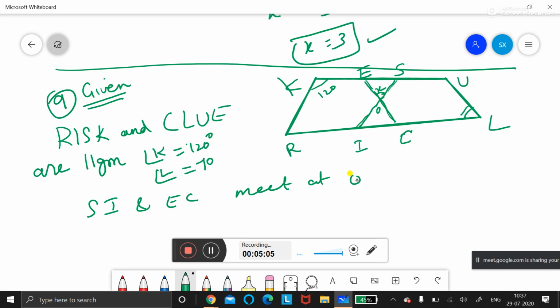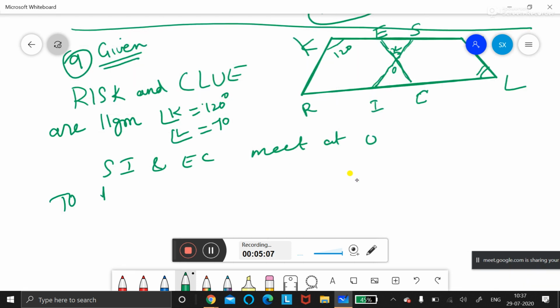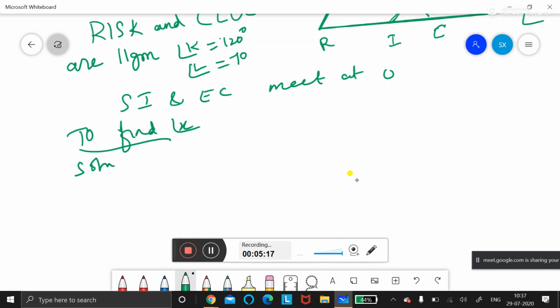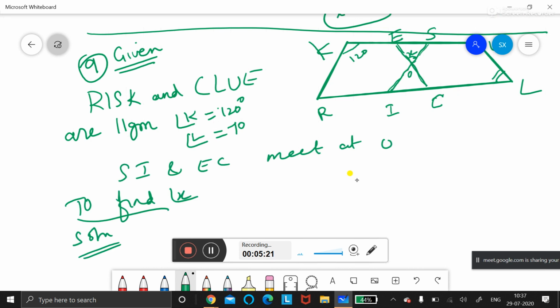Okay, now come to the question. To find x. What do you have to find? The x value. Solution. Now what should I start the solution with? Which property are we going to use here? Can anybody guess? See the figure. There are two parallelograms. Two angles are given. Which property must I use? Can anybody say?